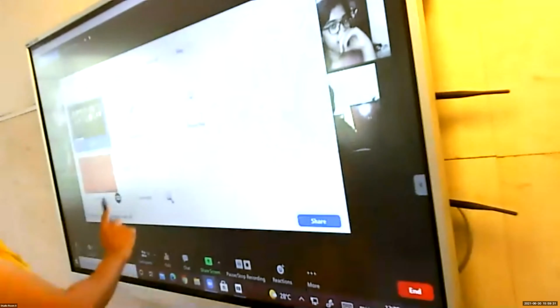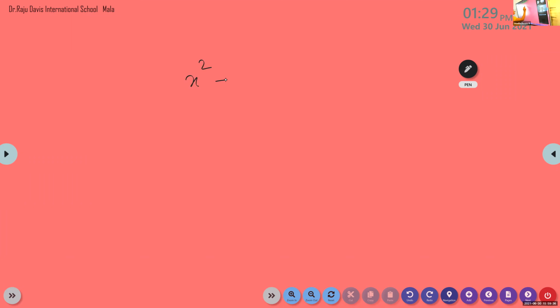What is the derivative of x square? Yes, Atul. 2x. So what will be the derivative of y square? Try it. 2y into dy by dx. Okay, x square when you differentiate gives 2x. In the same way, y square when you differentiate gives 2y dy by dx. Whenever we differentiate y terms, we should write dy by dx.